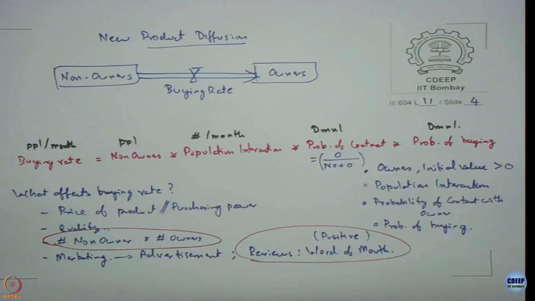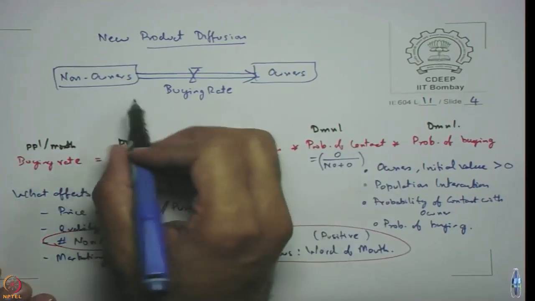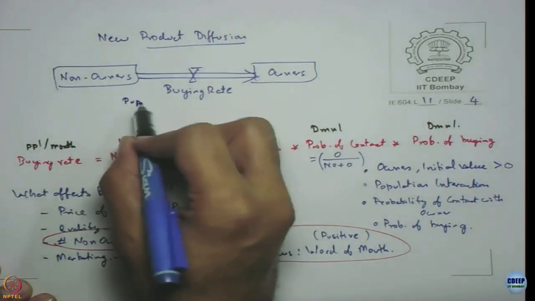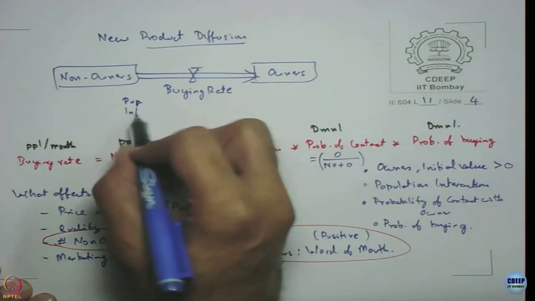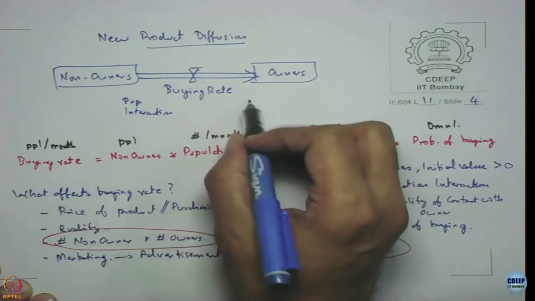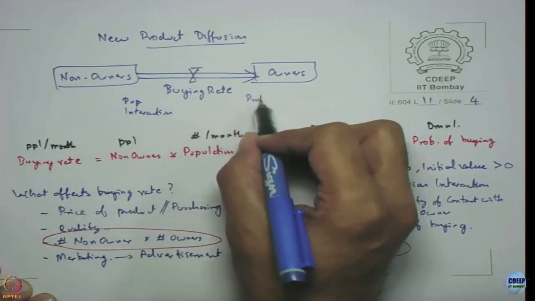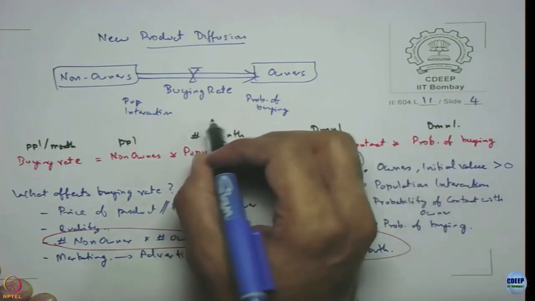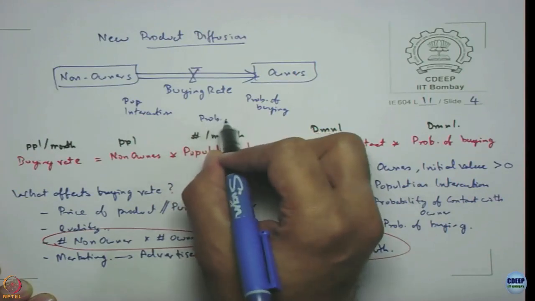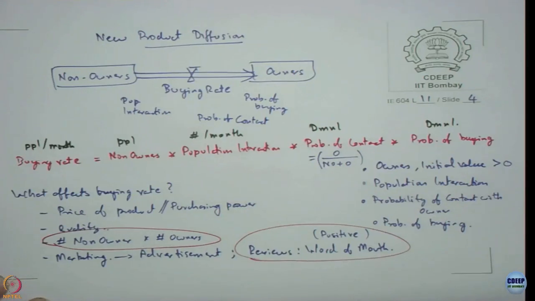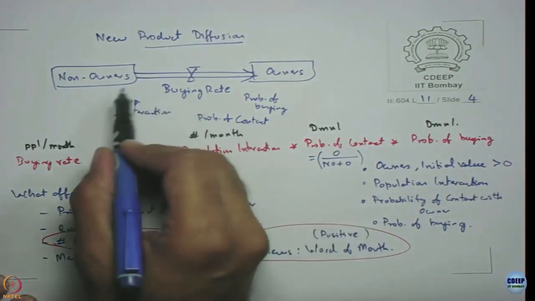So, this I need to represent in my model. So, let us just do that. We will define population interaction, we will define probability of buying, define probability of contact. So, non-owners affects buying rate directly.